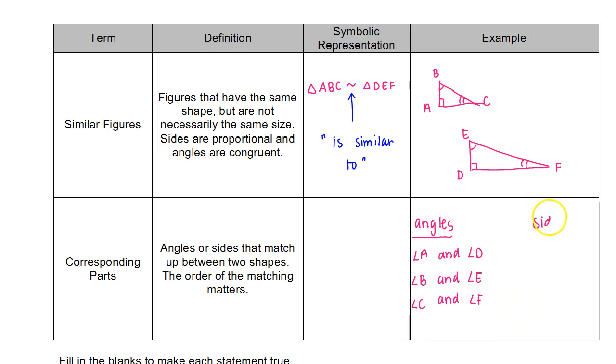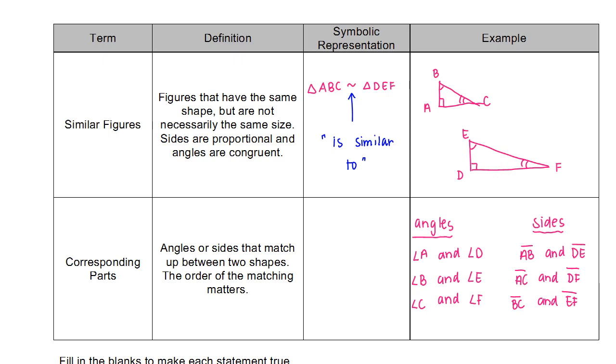Now for the sides, remember, especially when I list the sides, I have to pay attention to the order. So I'm going to say that side AB and side DE are corresponding. So those are the sides that are between the 90-degree angle and the angle with the single arc. I'm going to say that side AC and side DF are corresponding. Those are the sides between the 90-degree angle and the angle with the double arc. And last, side BC and side EF are corresponding. Those are the sides across from the right angle.